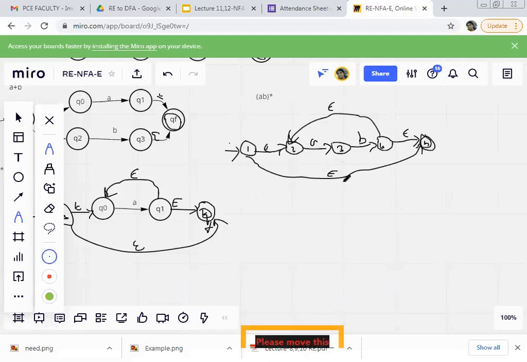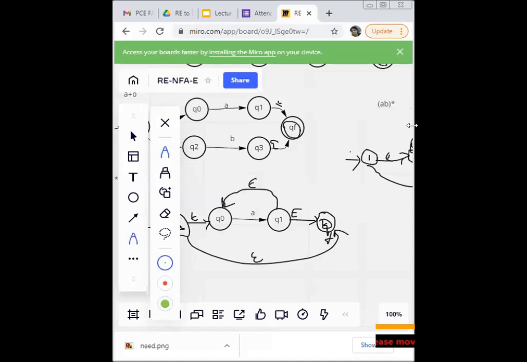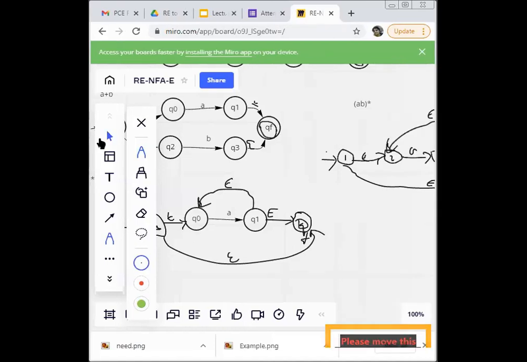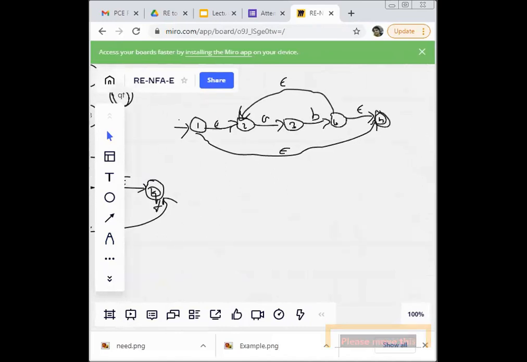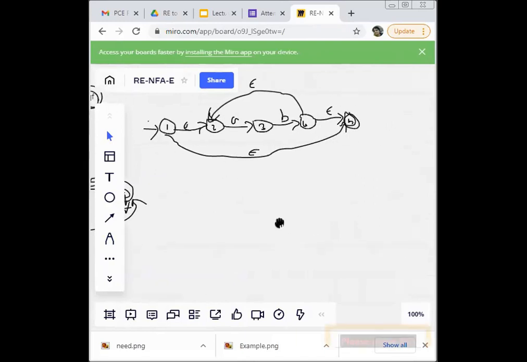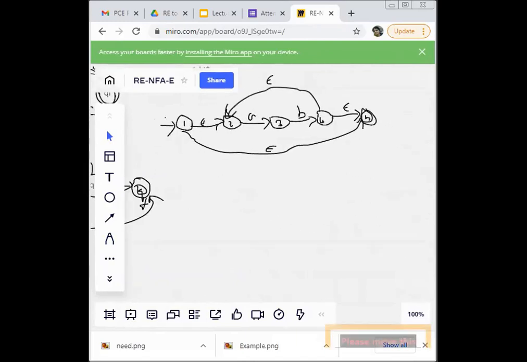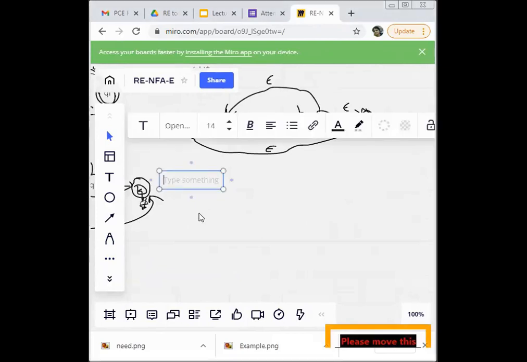Students, is AB whole star clear? Any doubt in AB whole star? Clear with this? Okay. Then next we'll take A or B whole star.